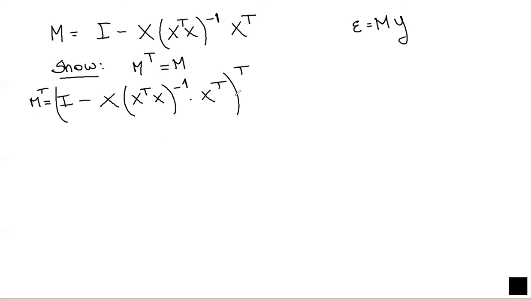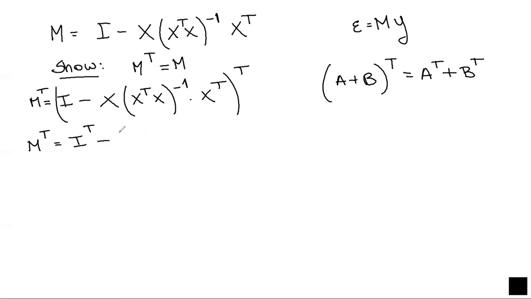To proceed forward, all we have to do is use the property of the transpose of the sum of matrices, which is basically the following: (A plus B) transpose is equal to A transpose plus B transpose. So let's get right to it. We can distribute the transpose along the summation. So M transpose is equal to the identity transpose minus this big matrix transpose, which we're going to operate on very soon.